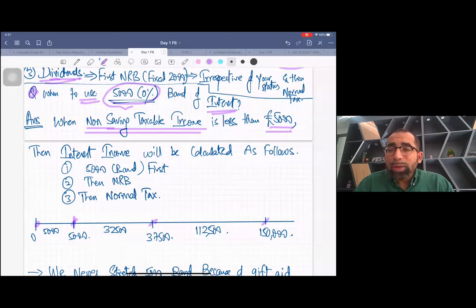And now, what will be the format? What will be the order of interest income tax calculation? Number one, listen. First of all, you will apply the 5,000 band, then NRB, and then normal tax. Okay, right? Have a look, take your time, please.